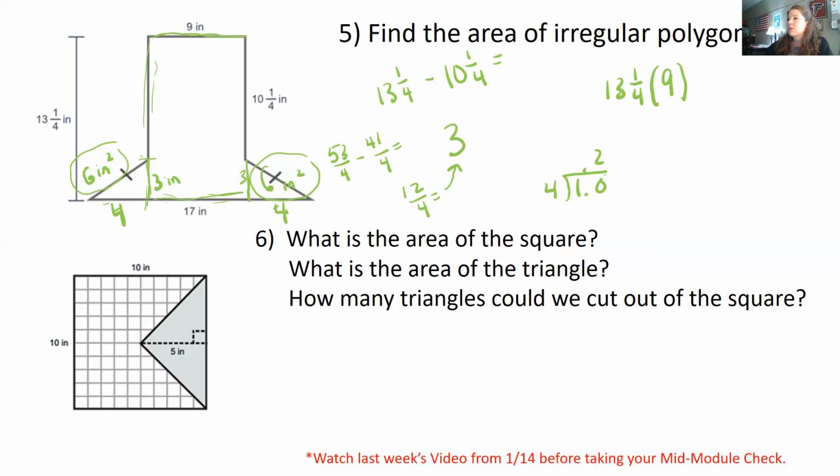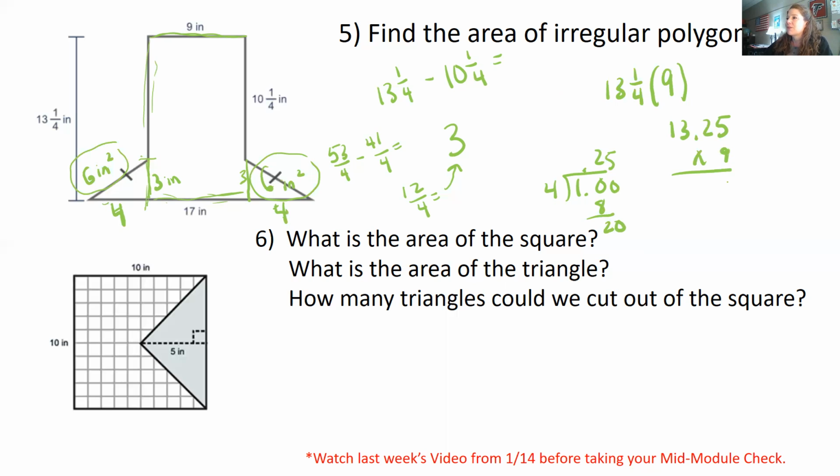4 goes into 10 twice. The 2 left over, bring down a 0. And 4 goes into 25. So 13 1/4 is the same thing as 13.25. We're going to multiply that by 9.